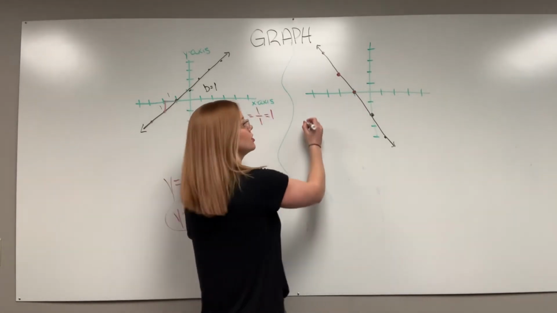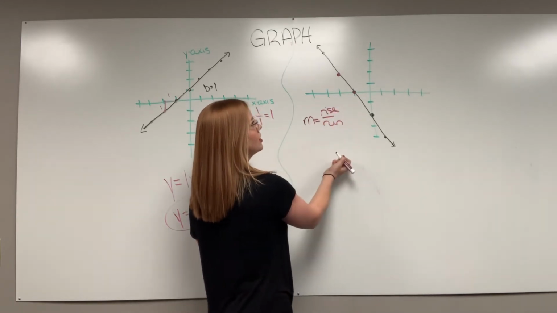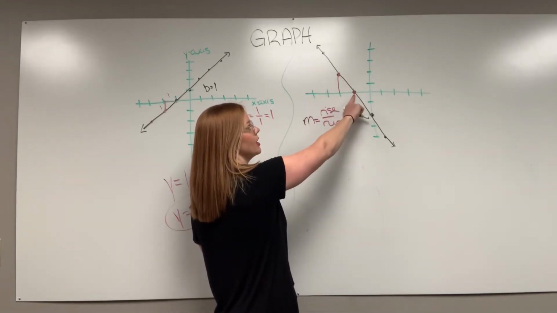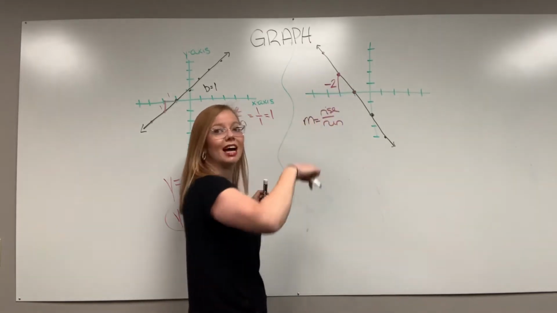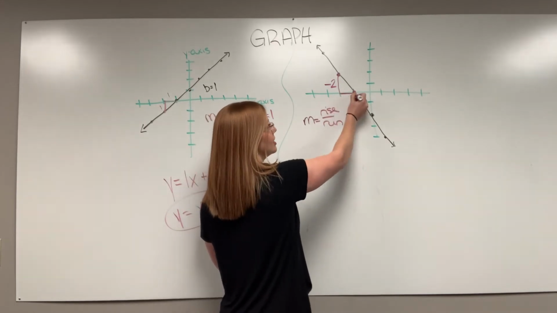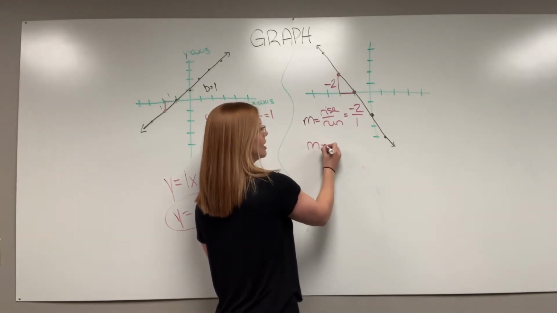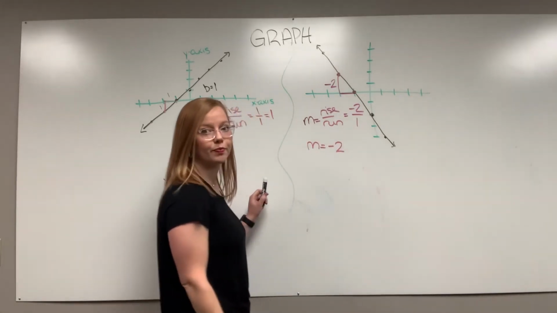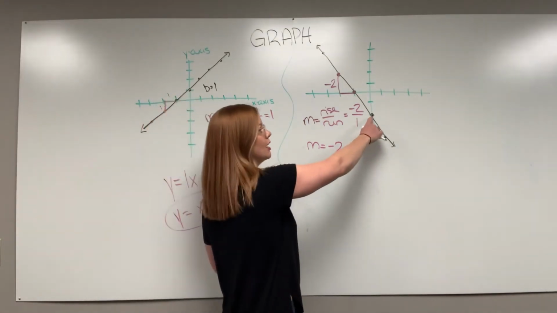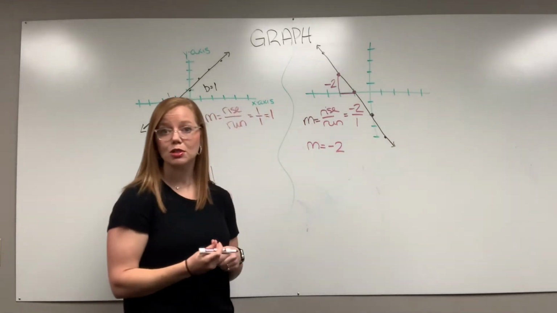So count. Slope equals rise over run. So how many did I go down in order to get to this next point? I had to go down 2. Down is always negative, up is always positive. So I went down 2, right 1. So it was a negative 2 over 1, which tells me my slope is a negative 2. Could I have picked any different points in order to find that? Absolutely. Let's say I went from here to here, down 2 over 1. I would have gotten the same slope.